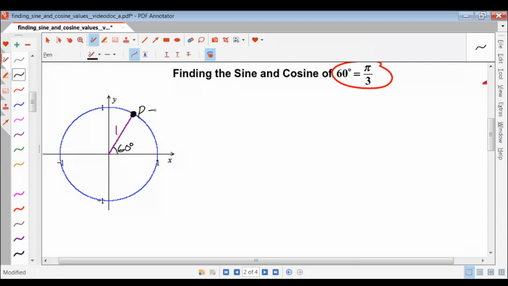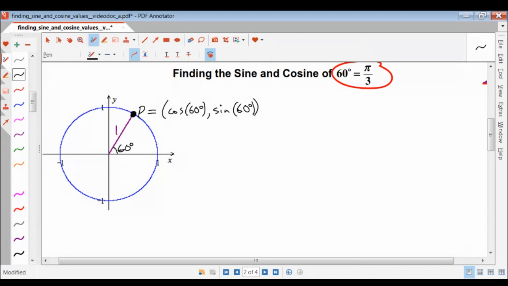So by definition, the coordinates of this point are cosine of 60 degrees, comma, sine of 60 degrees. All right, so if we can find these two values, the cosine of 60 degrees and the sine of 60 degrees, if we can find the coordinates of the point, then we'll know the sine and cosine of 60 degrees.